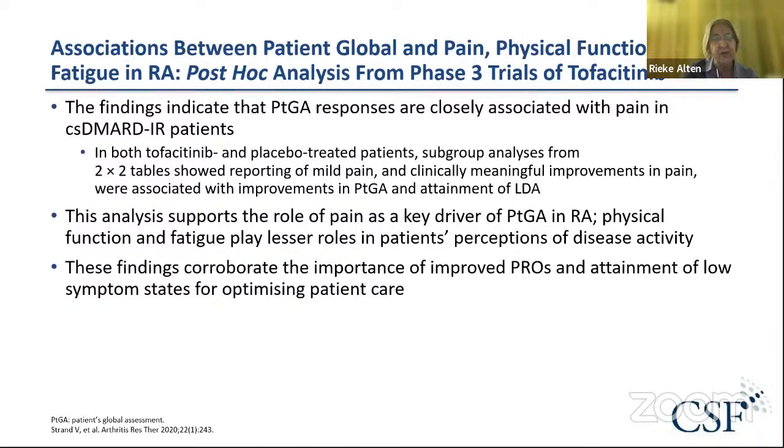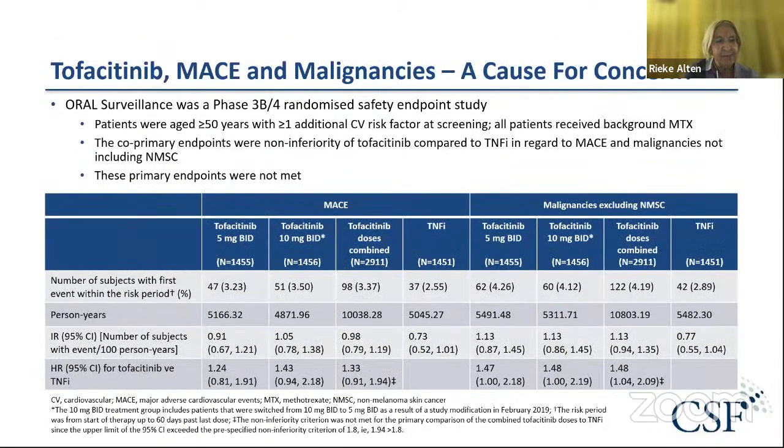And sometimes, as we know now, this pain really has a disconnect from the inflammation. So maybe we are misled by disease activity, by the wrong interpretation of the patient's global for disease activity. Next, please. Now we come to the so-called bad guy. Is tofacitinib, MACE, and the malignancies a cause for concern?